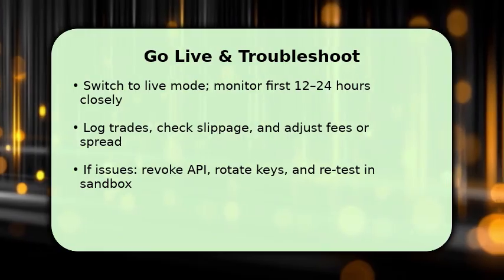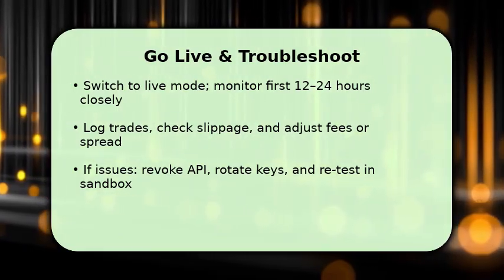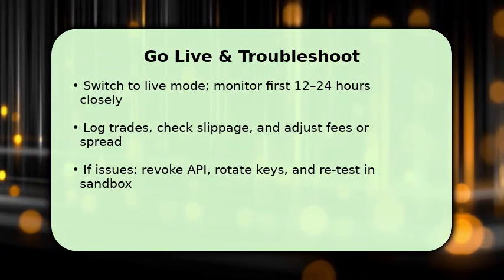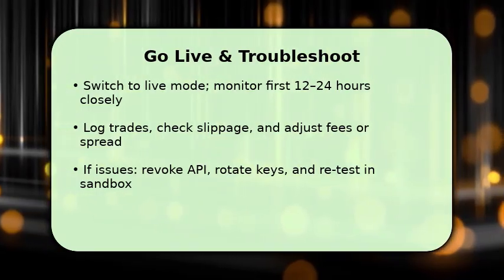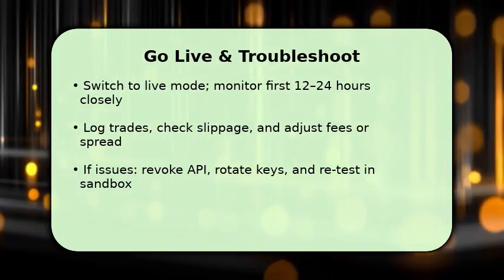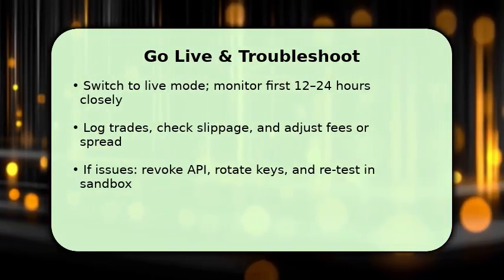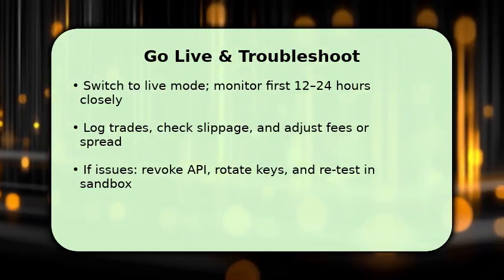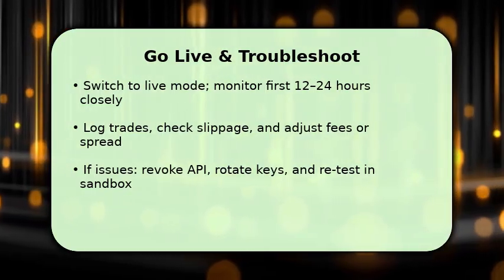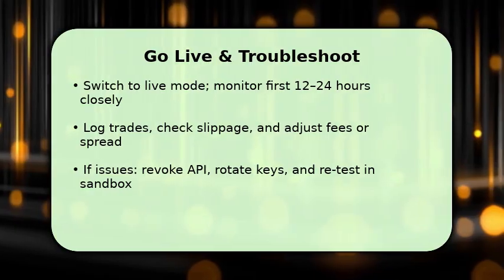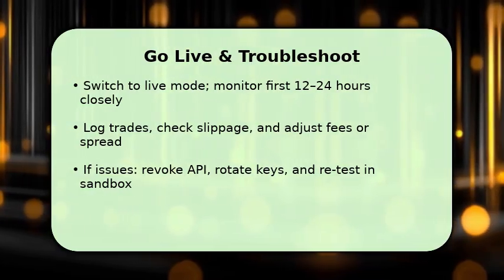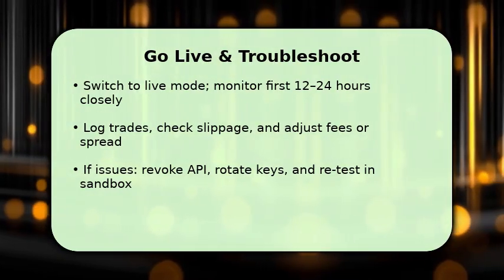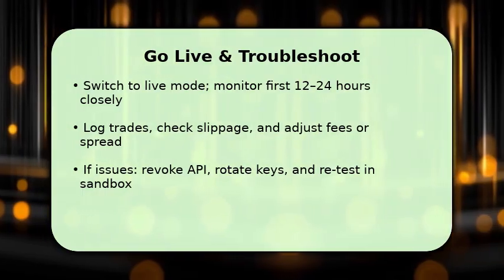Make sure the bot logs each trade and compare fills versus expected prices to detect slippage, then tweak take profit, stop loss, or order spacing as necessary. If the bot behaves incorrectly, immediately revoke the API key, create a new one, retest in Sandbox, and only redeploy once logs show correct order placement and cancellation. This prevents repeated live mistakes.